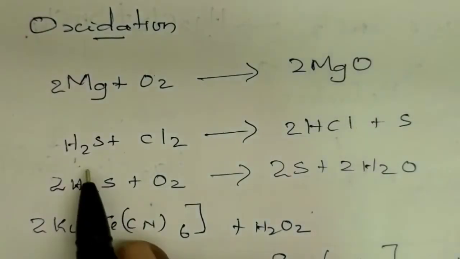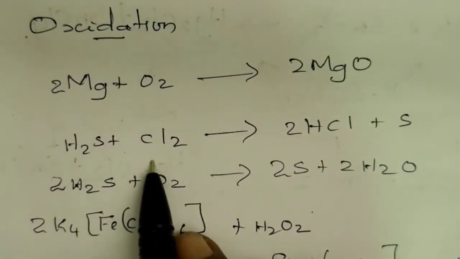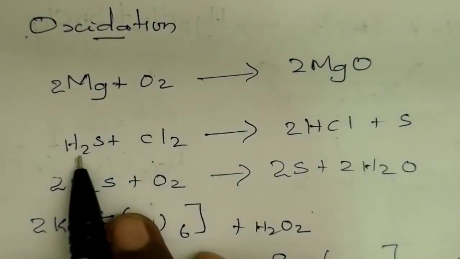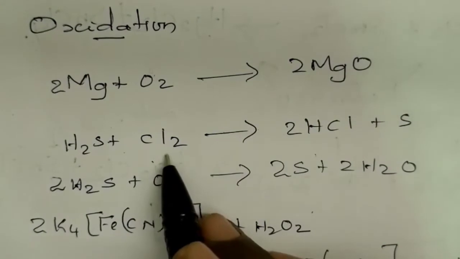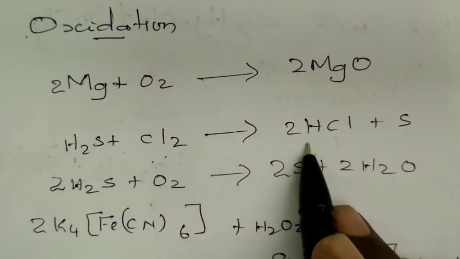At the same time, see this equation: hydrogen sulfide reacts with chlorine, the sulfur is removed and chlorine gets added with the hydrogen. What is chlorine? Chlorine is an electronegative element just like oxygen. Therefore, here addition of an electronegative element takes place, that is why it is also called oxidation.